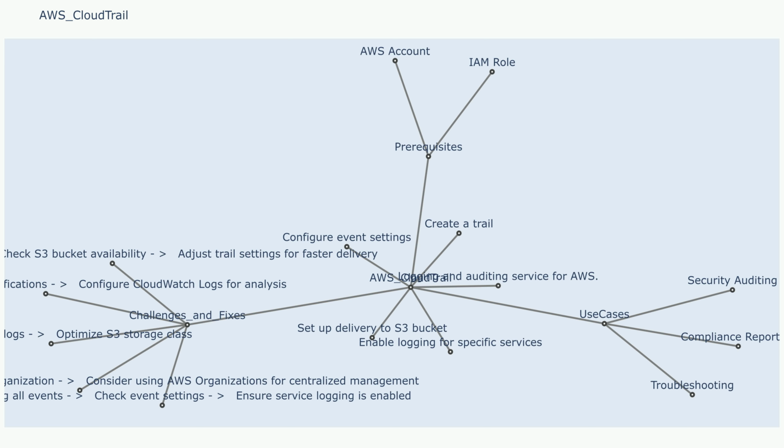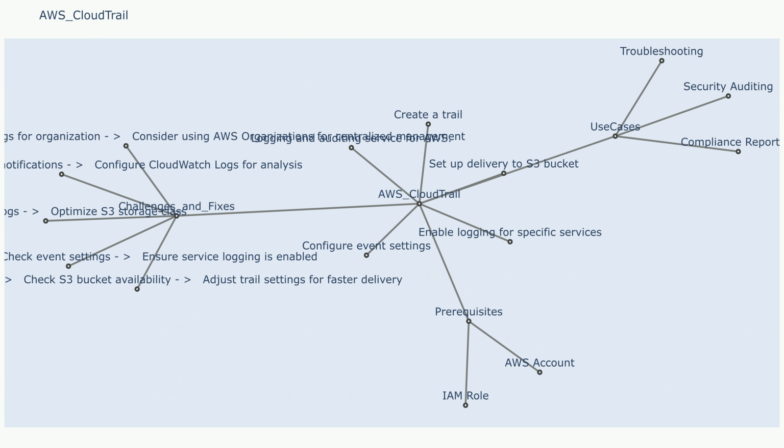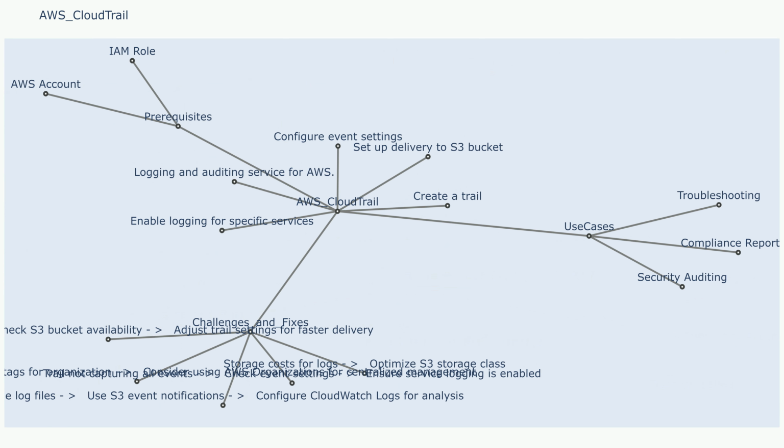AWS CloudTrail Description. CloudTrail is a service that provides event history for your AWS account. It records API calls and other events in your account and delivers them to an S3 bucket. This information can be used for security auditing, compliance reporting, and troubleshooting.